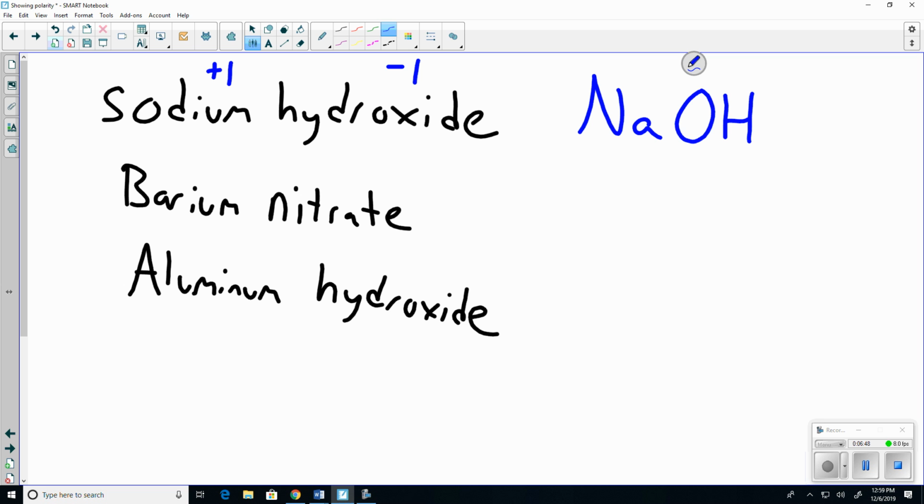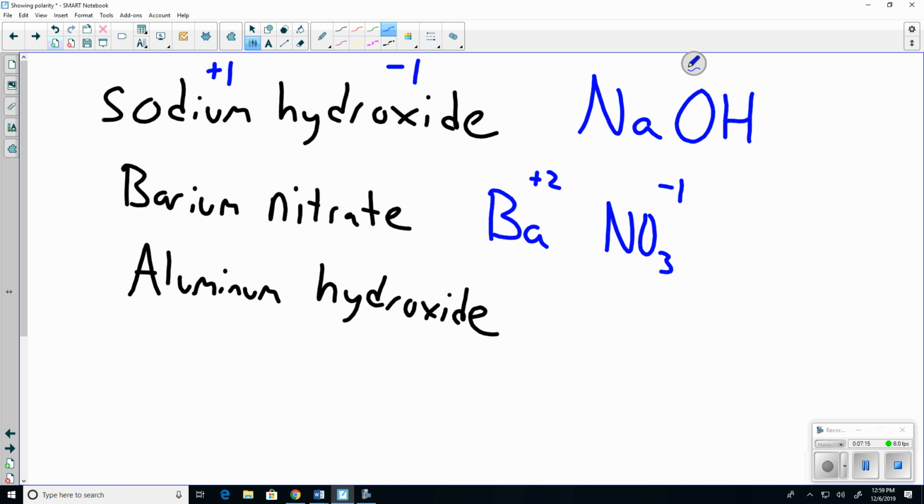Barium nitrate is the next one. What's the symbol for barium? Ba. What's the charge that barium has? +2. What's nitrate? NO3. And that should be a -1 charge, right?